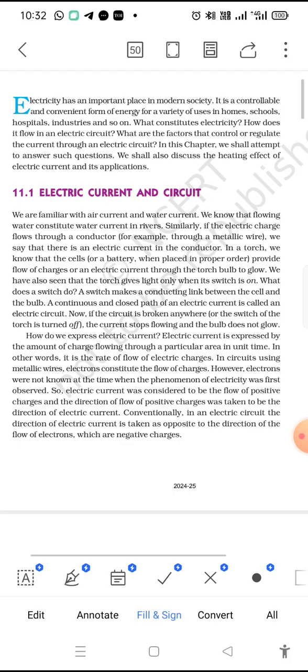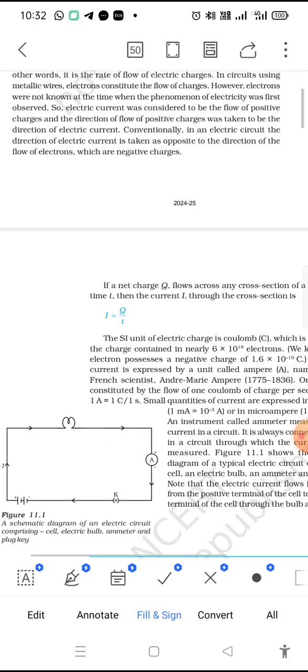In circuits using metallic wires, the electrons constitute the flow of charges. However, electrons were not known at the time when the phenomenon of electricity was first observed. So, electric current was considered to be the flow of positive charges, and the direction of flow of positive charges was taken to be the direction of the electric current. Conventionally, in an electrical circuit, the direction of electric current is taken as opposite to the direction of the flow of electrons, which are negative charges.